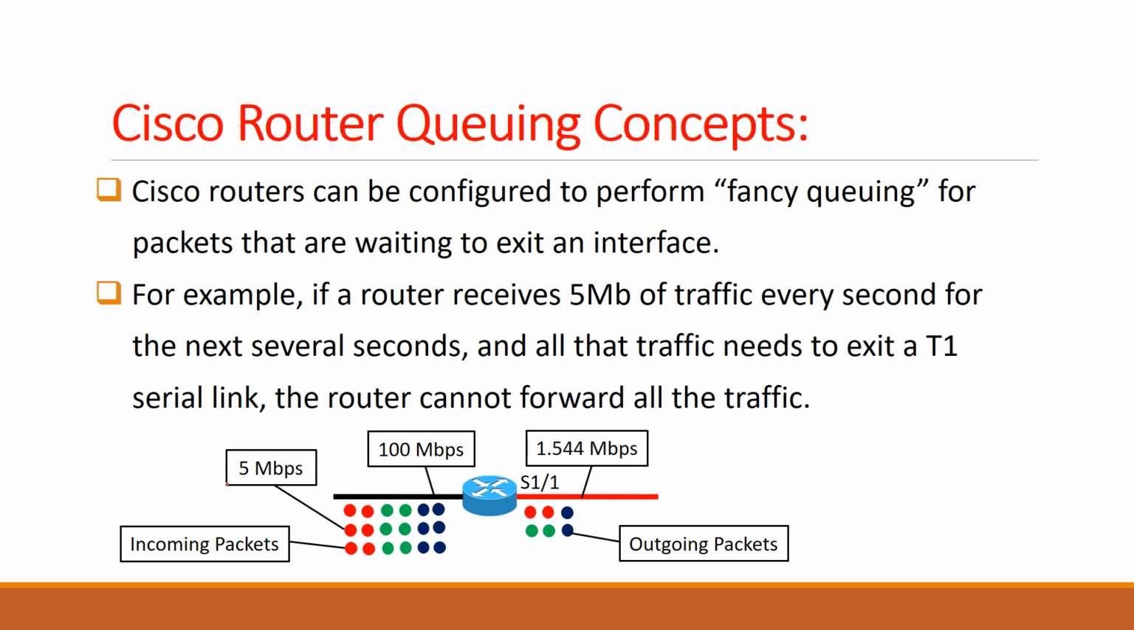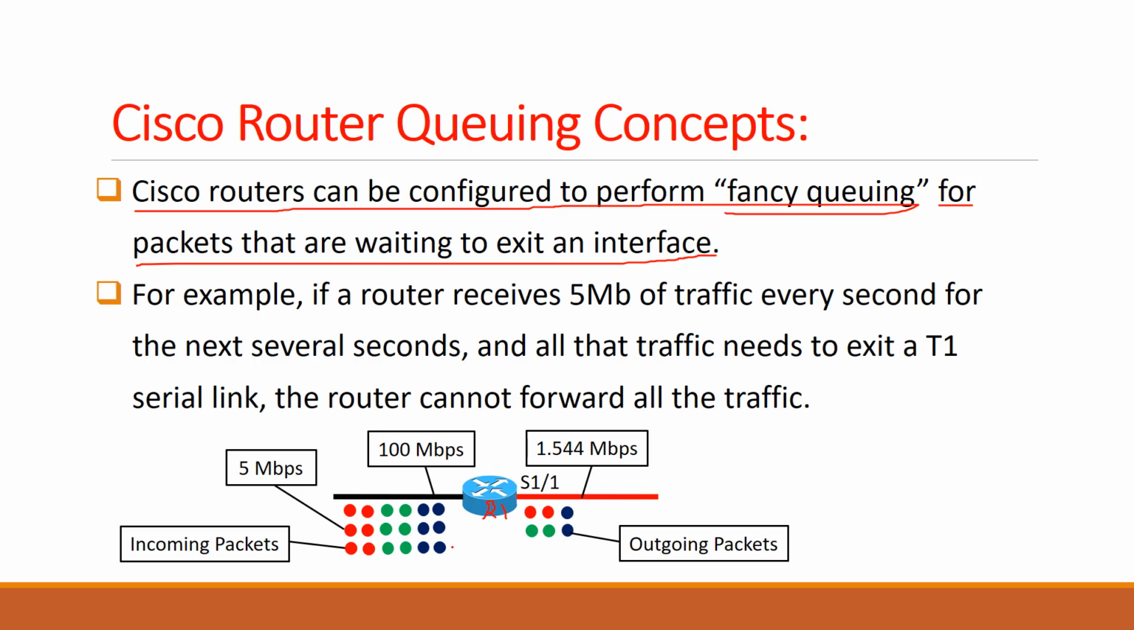So we will start with Cisco routers queuing concepts. And later on we will define and demonstrate LAN switches in another video. Cisco routers can be configured to perform fancy queuing for packets that are waiting to exit an interface. Let's give an example here. We have a router here. Let's call it R1.